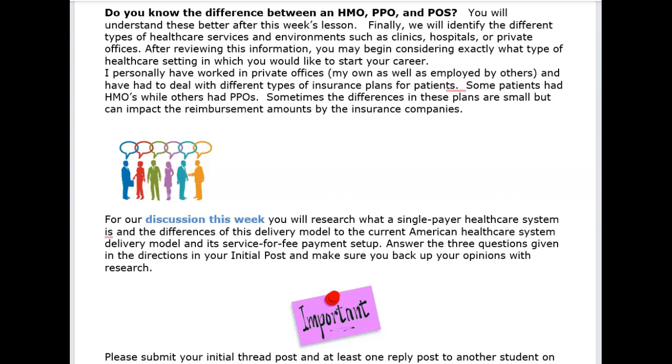Now, I personally have worked in private offices, my own as well as being employed by others, and have had to deal with the different types of insurance plans for patients. Some patients had HMOs while others had PPOs. And sometimes the differences in these plans are small, but they can impact the reimbursement amounts by those insurance companies.